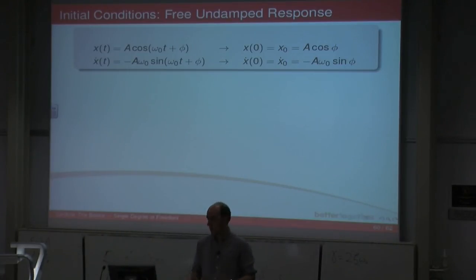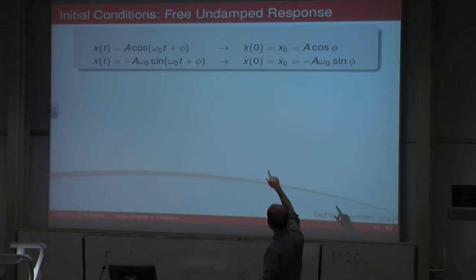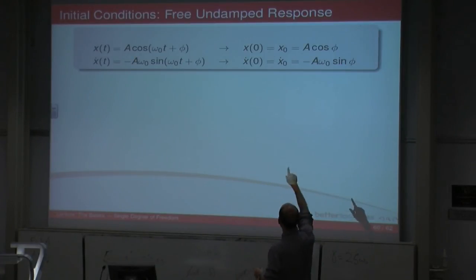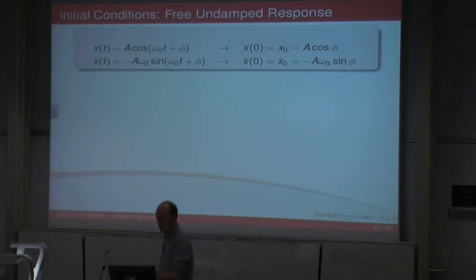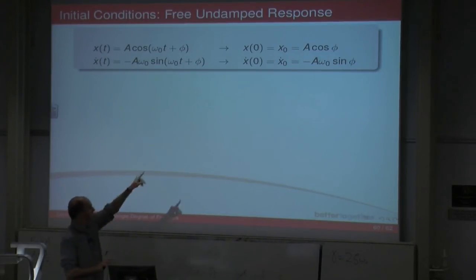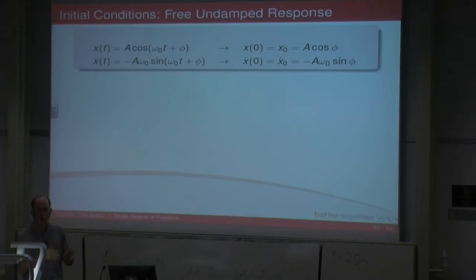I've called them x naught. You can either write x of 0 in brackets, or an x subscript naught, which means initial displacement. And then obviously x dot of 0 in parentheses is equal to x dot naught, and that's the initial velocity. By knowing those two things, you can work out some of these initial conditions.